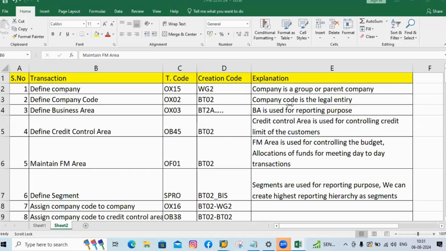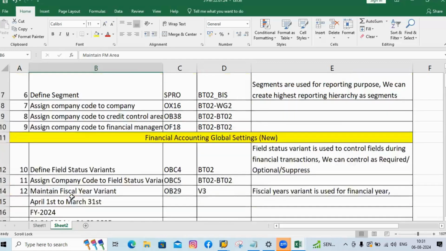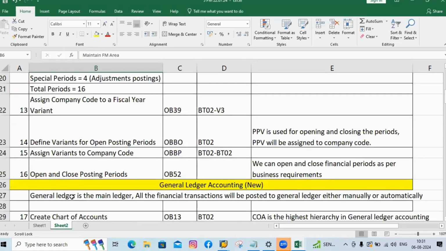So as per SAP, I told you some lines. What is GL account? GL account is the main ledger. All the financial transactions will be posted to the general ledger account. So either you can post it manually or automatically. Examples I have also told you: rent, salaries, bank. These are all the examples.